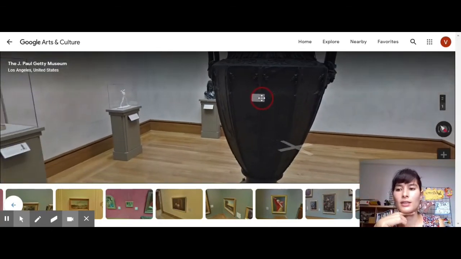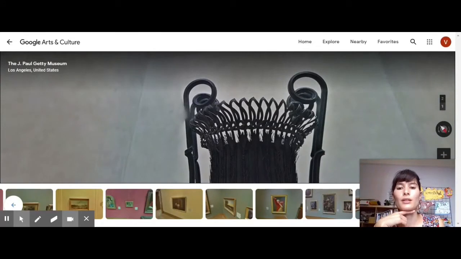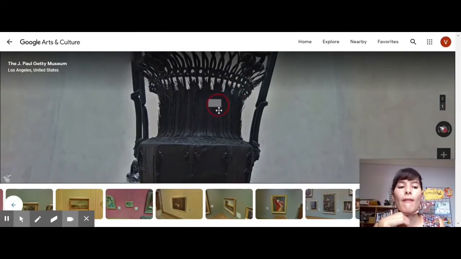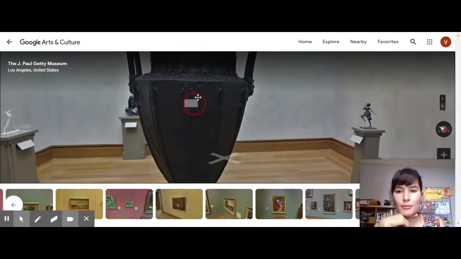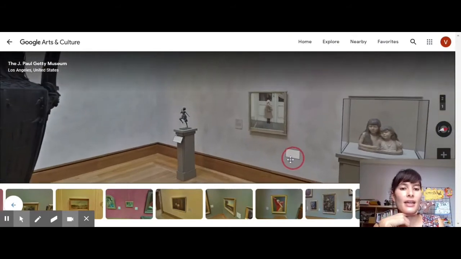Whoa! Look at all these sculptures. This huge one. What material? What do you think that's made out of? Look at the detail of that. And the size, the scale.